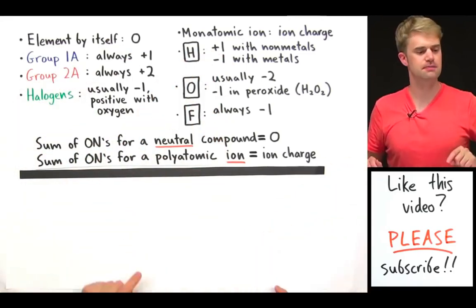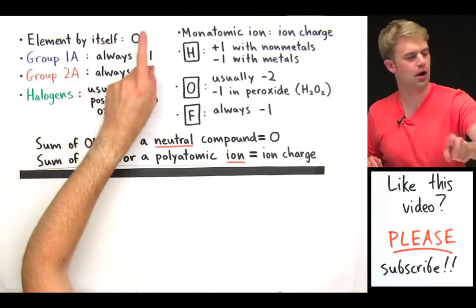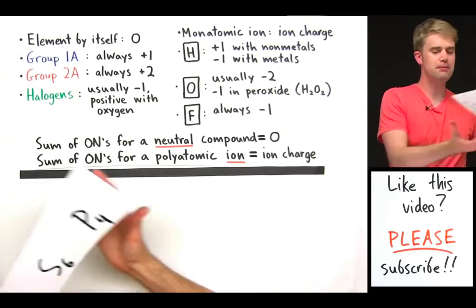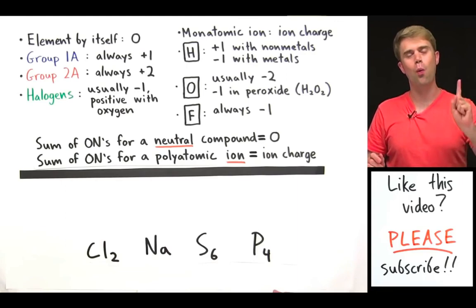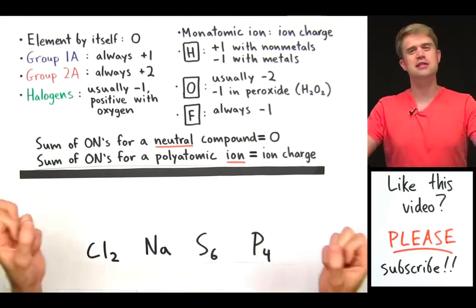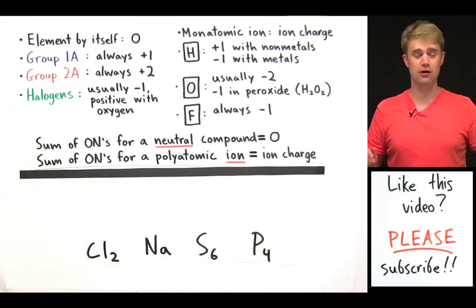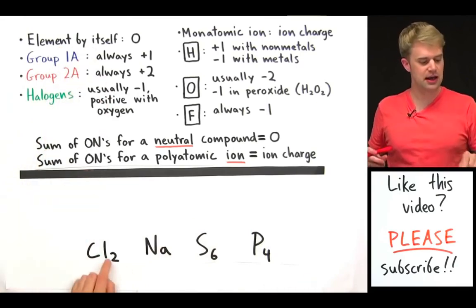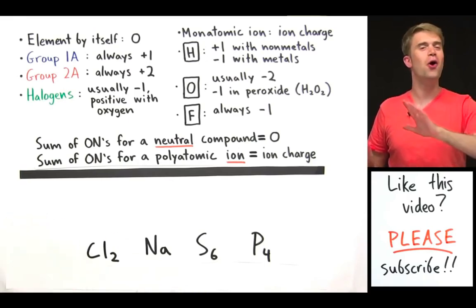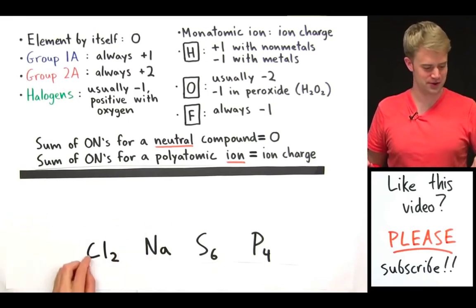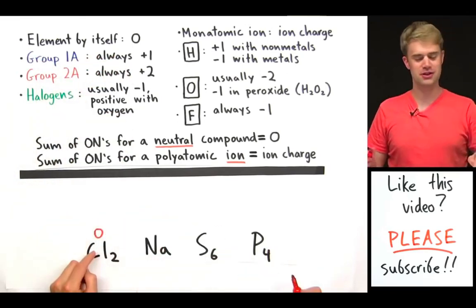The first is this. An element by itself always has an oxidation number of 0. Here's what I mean by that. There are a lot of chemical compounds that have just one element. That element is not combined with any other elements. That's what I'm calling an element by itself. So that's something like Cl2. It doesn't matter how many atoms of that element you have, just as long as it's only that element and none others. So Cl2, an element by itself, oxidation number of 0.